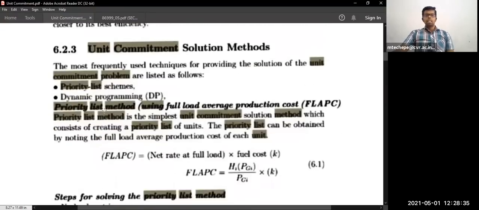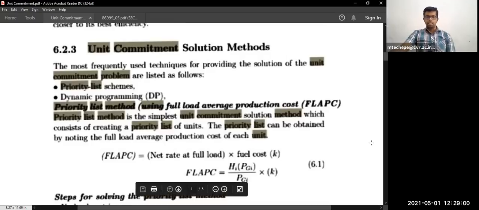So what is meant by the priority list method? It uses the full load average production cost, in short form FLAPC. Priority list method using the full load average production cost, the FLAPC method. Sometimes it is also called the FLAPC method. So what is the priority list method?